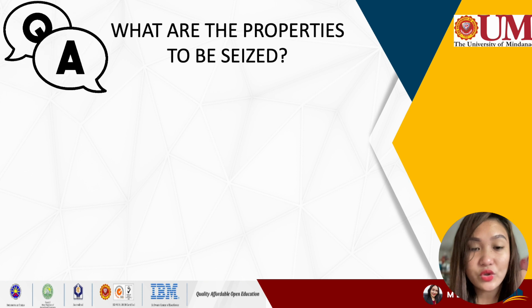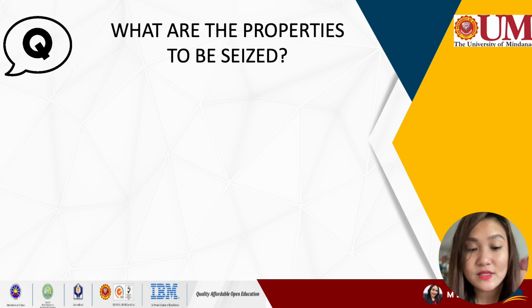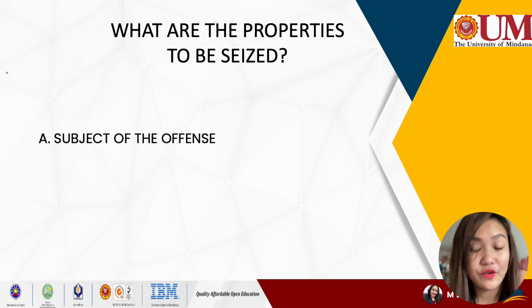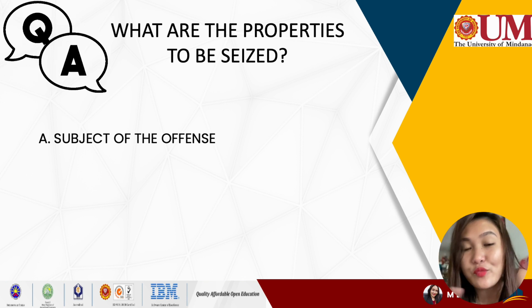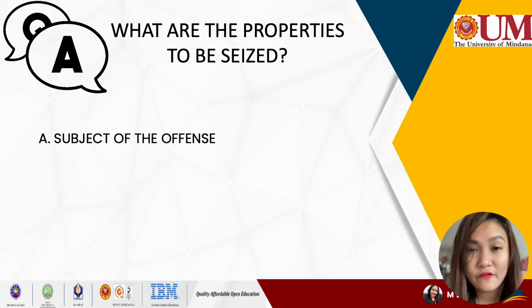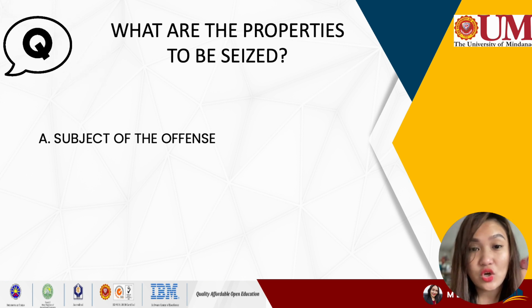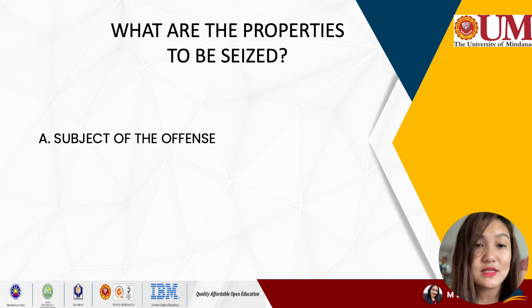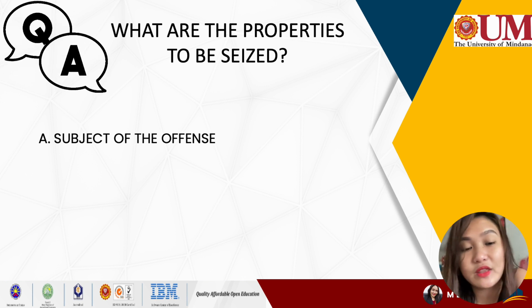And here's a question: what are the properties to be seized? So first is the subject of the offense. This refers to property that is directly related to the commission of the offense under investigation. It could be an object, document, or item that plays a central role in the alleged criminal activity.